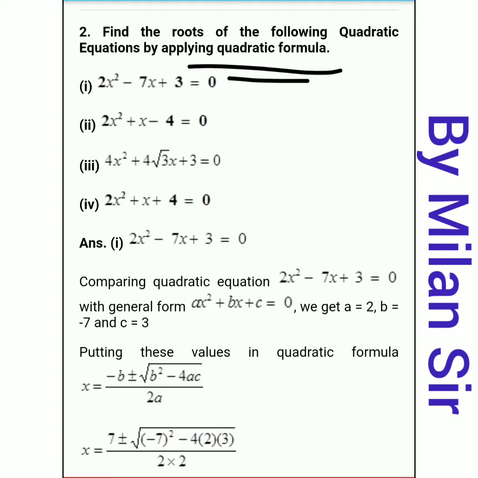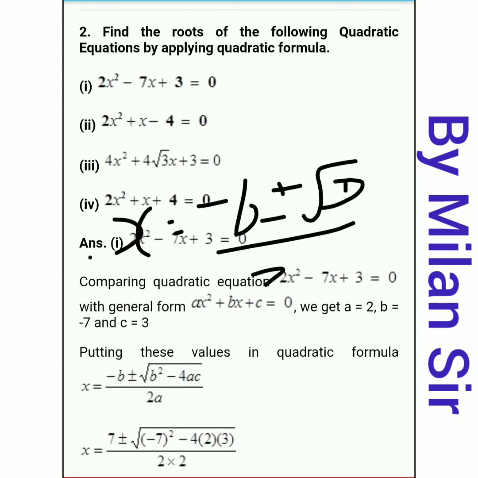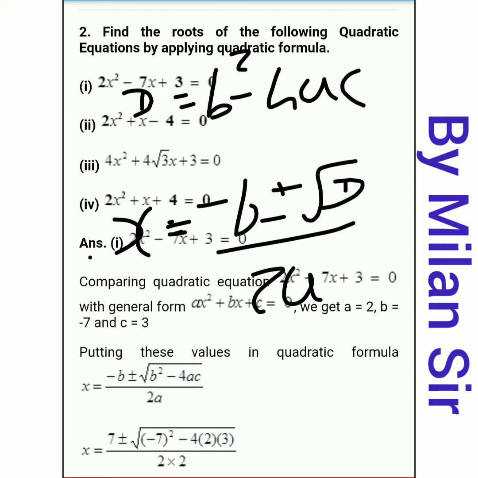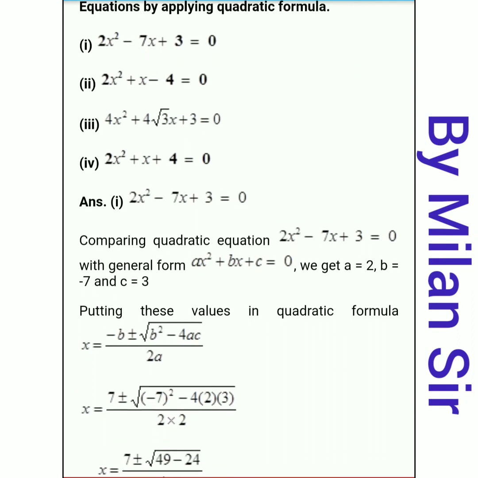What is the quadratic formula? x is equal to minus b plus or minus under root d by 2a. Under root d, the formula of d is b square minus 4ac. We can get the values of a, b, c from the standard form of the quadratic equation. So first of all we need to find the values of a, b and c. Let's start with question number 1.